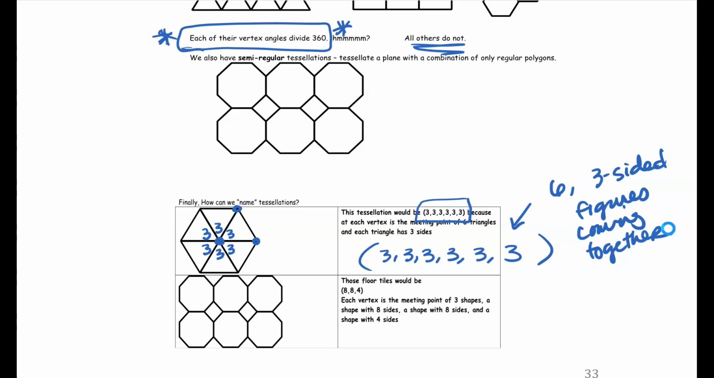Sometimes you have tile floors where they're not all the same shape. So take this point, for instance. You've got a 4-sided shape, and then an 8-sided shape, and then an 8-sided shape all coming together to meet at that point. So you could say 8, 8, 4. You could say 8, 4, 8. You could say 4, 8, 8. It doesn't matter which one you start with, you just go around in the circle and you name all the shapes.